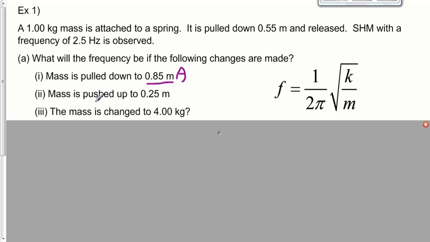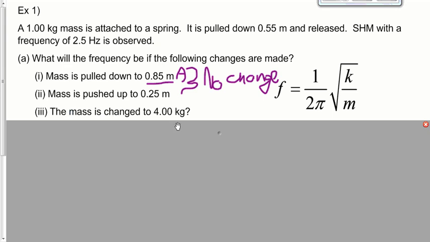And we can say the same thing for II. Even though we're pushing it up as opposed to pulling it down, there still will be no change in this object's frequency of vibration, because it doesn't matter how much you pull it up or push it down, all that matters is the mass you're dealing with and the spring constant. But the next one, we can see it should probably make a difference here.